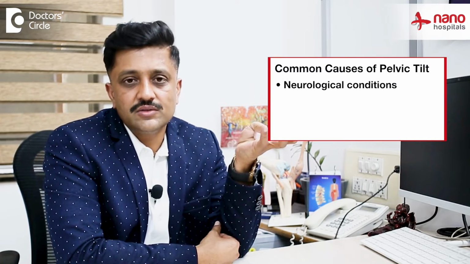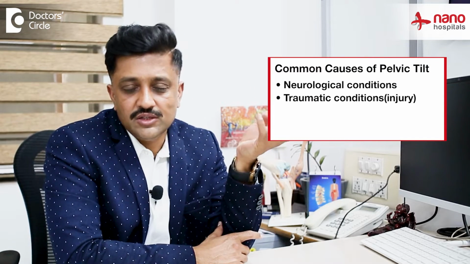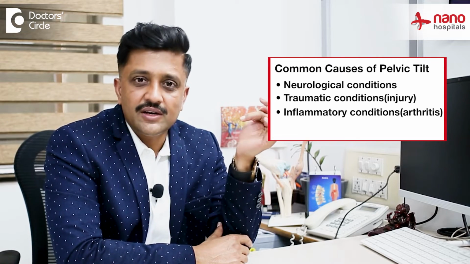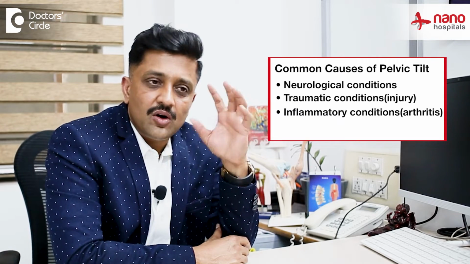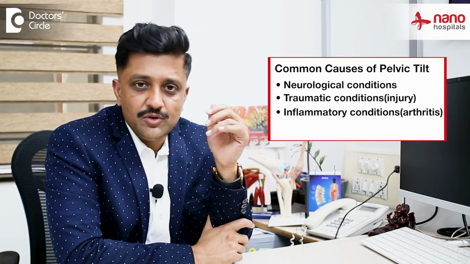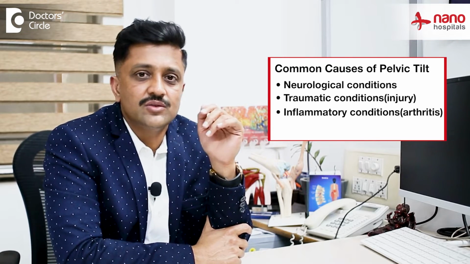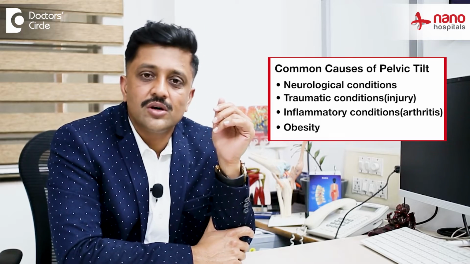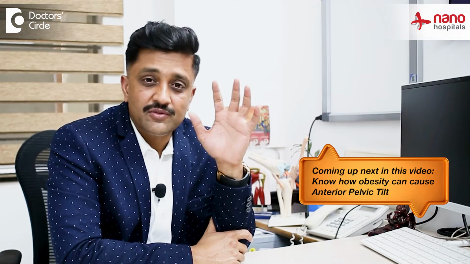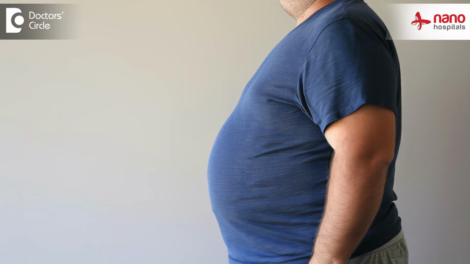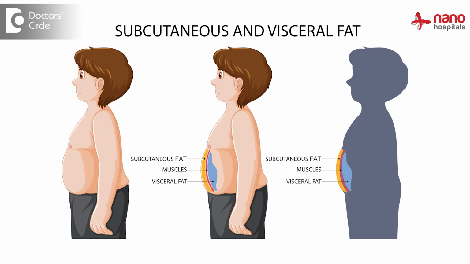As I said, the conditions might be neurological, traumatic injuries can cause that, and inflammatory conditions like arthritis can cause that. Among all the other factors, the commonest factor is obesity or overweight, which is the commonest form of pelvic tilt, apart from all pathological and medical conditions. Overweight or obesity over a period of time, because of the accumulation of fat around the waist, causes the pelvis to get tilted anteriorly.